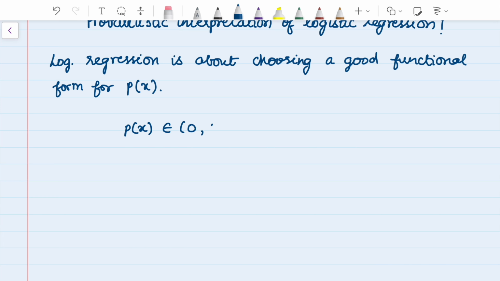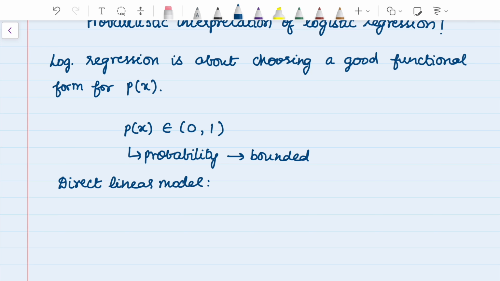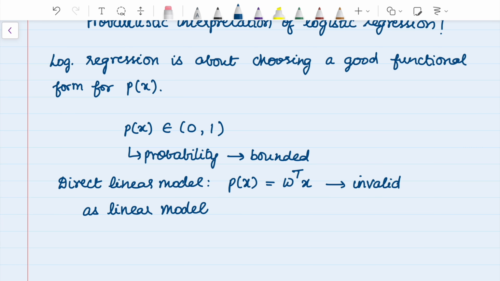We note that p of x here belongs to [0, 1], which means that p of x is a probability which is bounded between 0 and 1. Therefore, p of x cannot be modeled as a direct linear model like W transpose x, as linear models are unbounded.